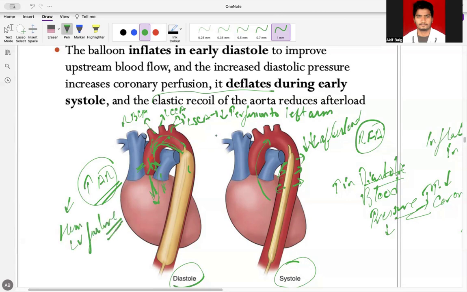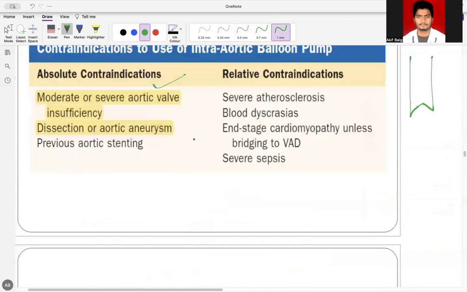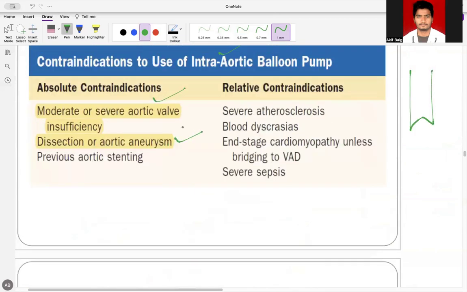So it should not be used. Another contraindication is that suppose a patient has aortic dissection, if you inflate the balloon, it can actually increase the dissection. So in dissection patients, or suppose a patient has a very active infection there, you have to avoid it in those cases. So dissection is the main contraindication.